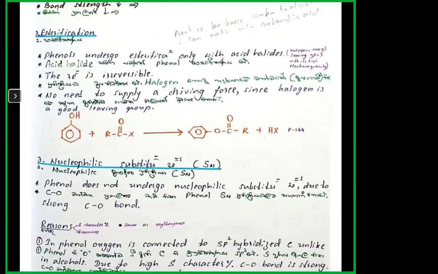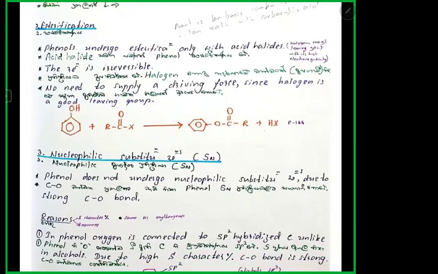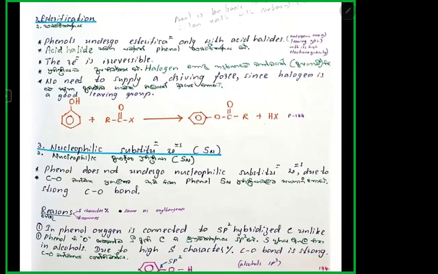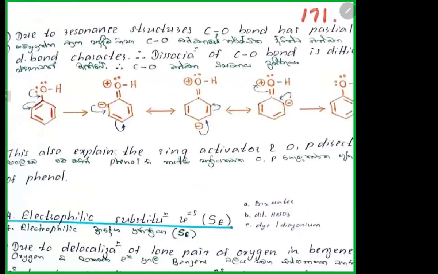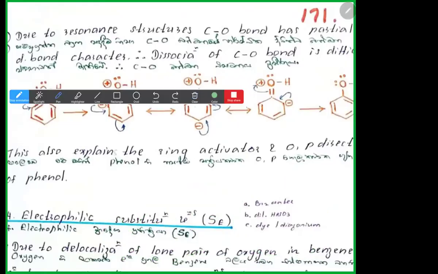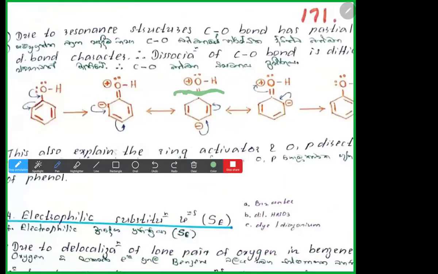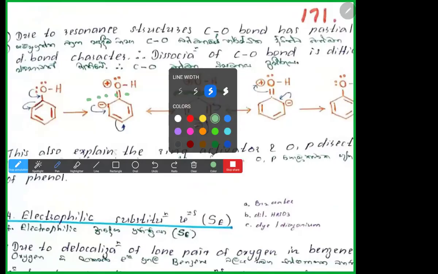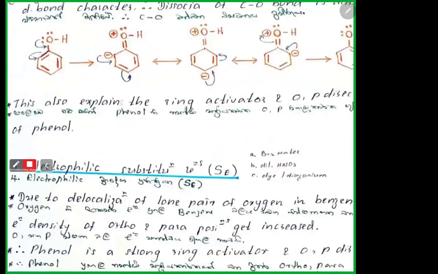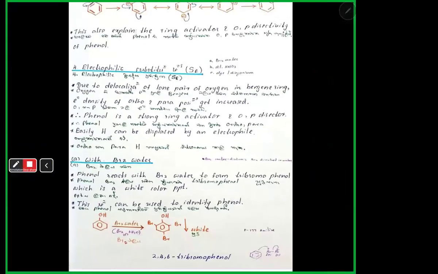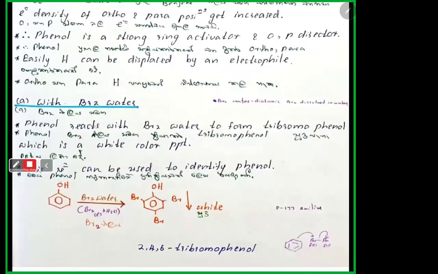Esterification can go for phenols only with acid halides. There are no substitution reactions. One reason is the high S character, which is more electronegative. The second is that through resonance they make double bond nature on this C–O. So you cannot make these bonds and you cannot break these bonds. So there are no SN reactions in phenol, but they show electrophilic substitution, the same as benzene.